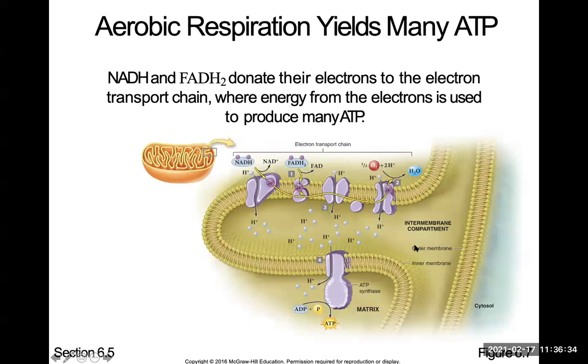This is what the electron transport chain looks like, similar to photosynthesis. It's called an electron transport chain because it's basically a step-by-step system. NADH and FADH2 donate their electrons, so they get oxidized, and donate their electrons to the electron transport chain, where energy from these electrons is used to produce many ATP.